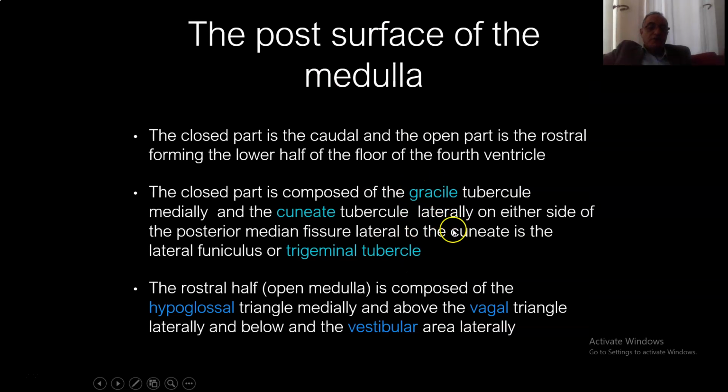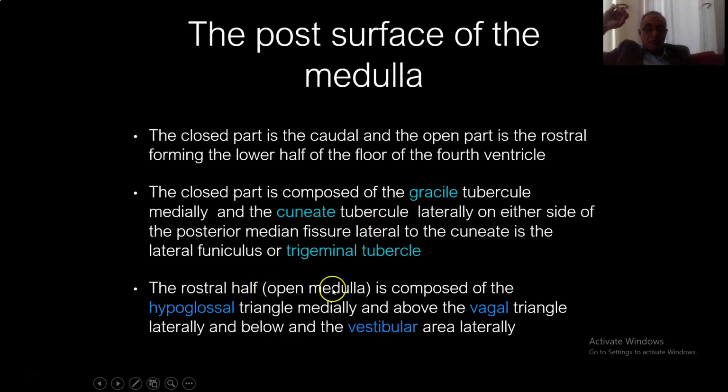Posterior surface of the medulla, there is a closed part, caudal, and the open part, rostral, as we said, forming the lower half of the floor of the fourth ventricle. The closed part is composed of the gracile and cuneate tubercles on either side of the midline, median fissure, and then the gracile tubercle, then the cuneate tubercle, and lateral to the cuneate is the trigeminal tubercle. This is in the closed medulla.